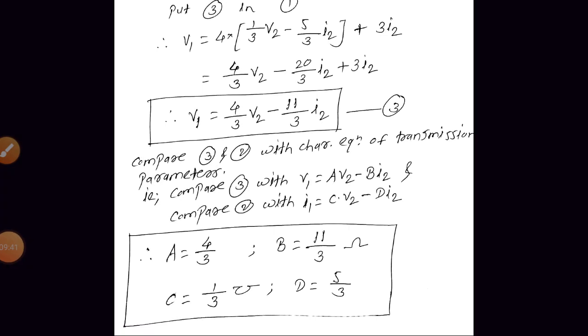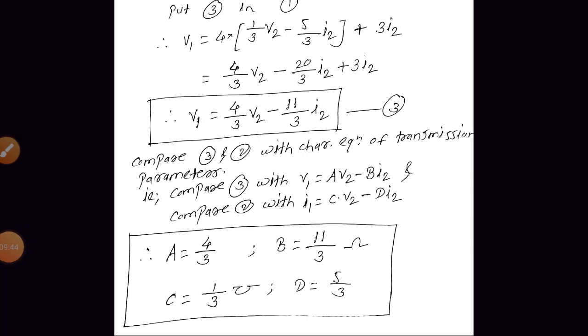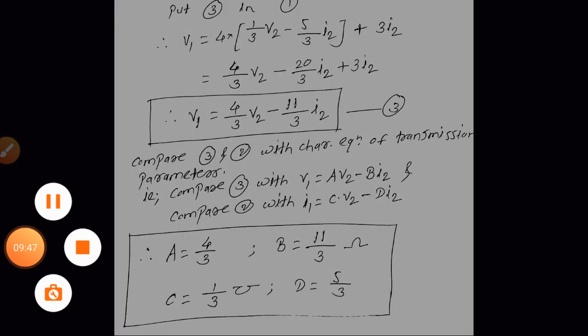So this is one simple example of how to find the ABCD parameters of the given two-port network, right? In my next video we will discuss some university exam questions based on calculation of ABCD parameters.